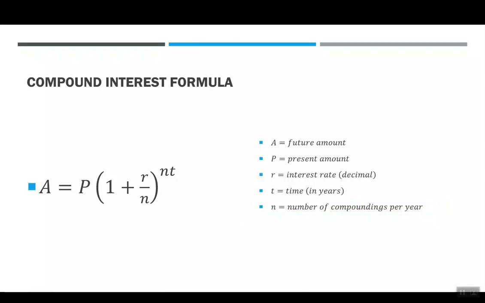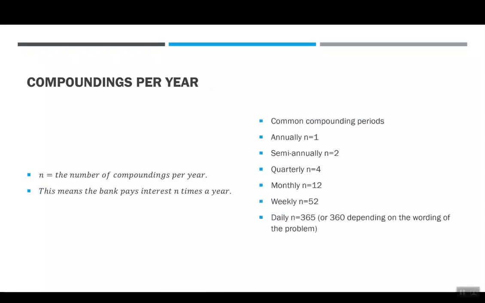So in the last example, we just did annually, but I'm going to show you other examples where the compoundings are more frequent. Some common compounding periods. So we already talked about annually, which would be 1 time a year. Semi-annual will be twice a year. Quarterly will be 4 times a year. Monthly will be 12 times a year.